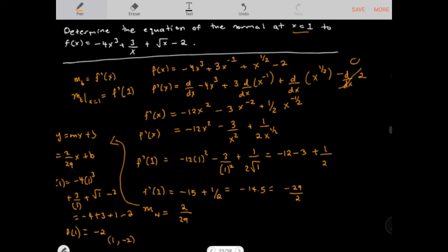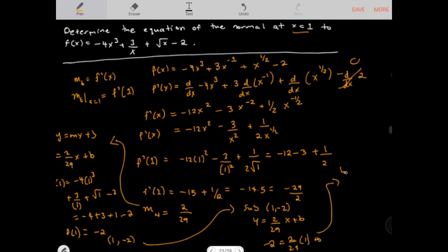Note that you can't have two possible values at the same time for this function, because it would not be considered a function, so I'll just take the positive square root value. Then we have the point 1, negative 2. I'm going to substitute this point into my equation y is equal to 2 over 29 x plus b: negative 2 for y, 1 for x. In this case you get b is equal to negative 2 minus 2 over 29, which is negative 60 over 29.